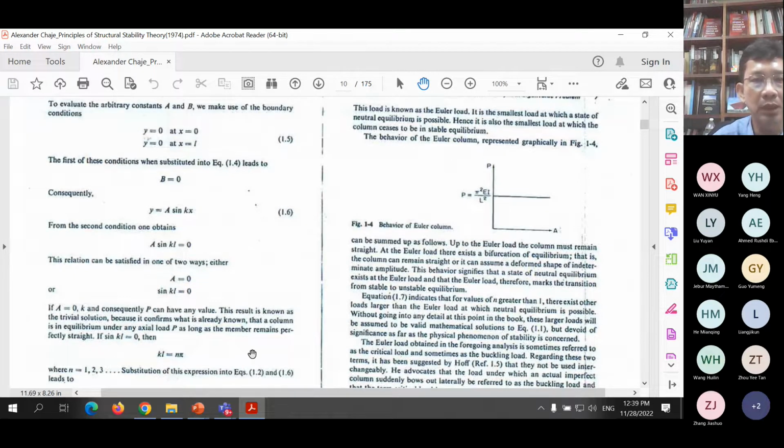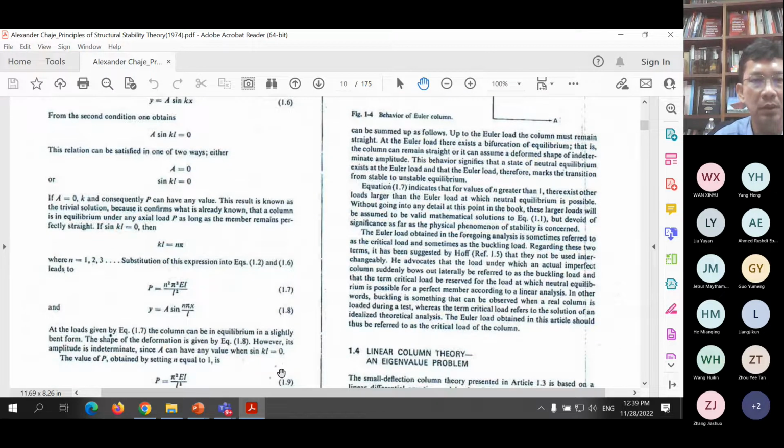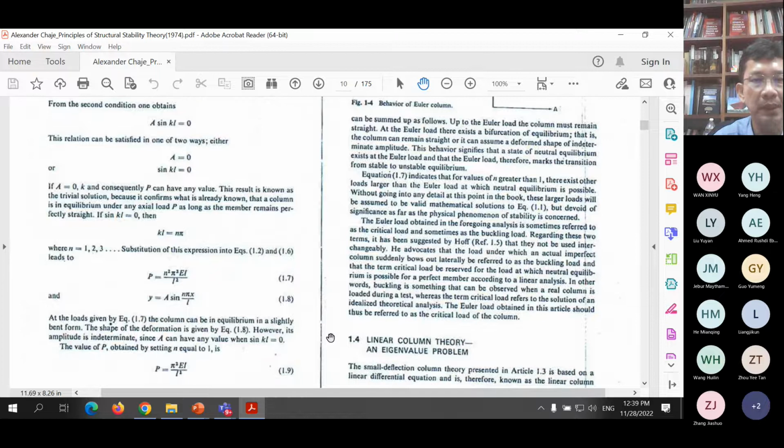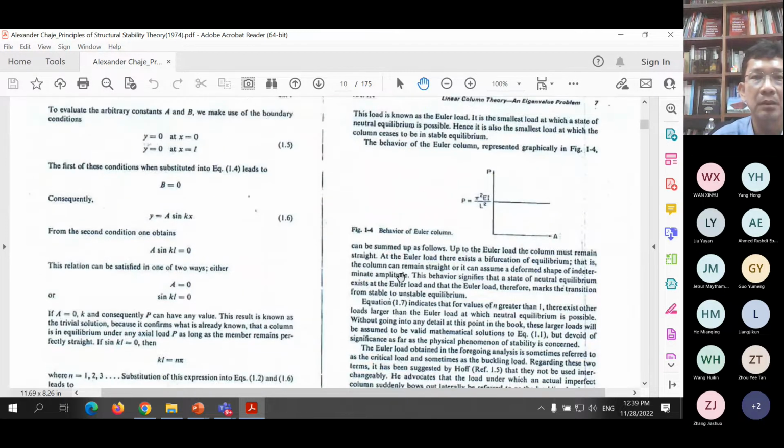So this load here, class, 1.9, P equals pi square EI over L square, is known as the Euler load. And what is the meaning of the Euler load? It is the smallest load at which a state of neutral equilibrium is possible, which means the column can stay in both the straight configuration and the slightly bent one.